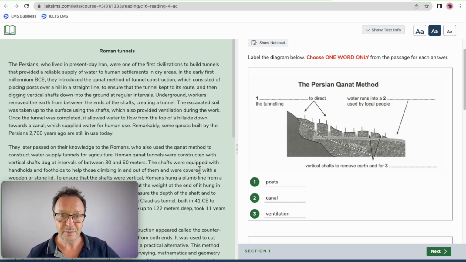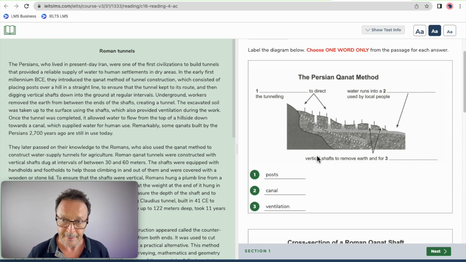They make sense. Spend just a couple of seconds and go back and write them and say them to yourself. Posts to direct the tunnelling. Yeah, that makes sense. Water runs into a canal used by local people. That makes sense. Vertical shafts to remove earth and for ventilation. Okay, that makes sense as well. Happy with that.